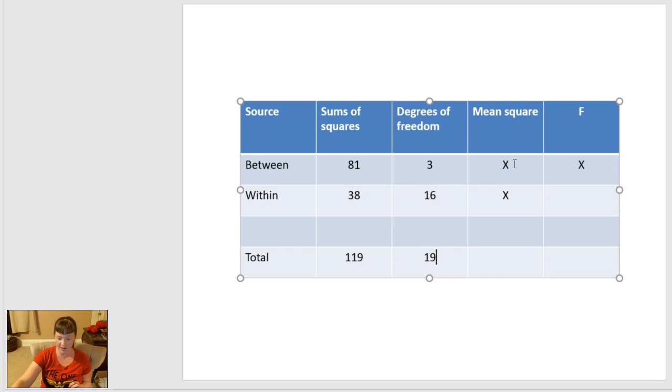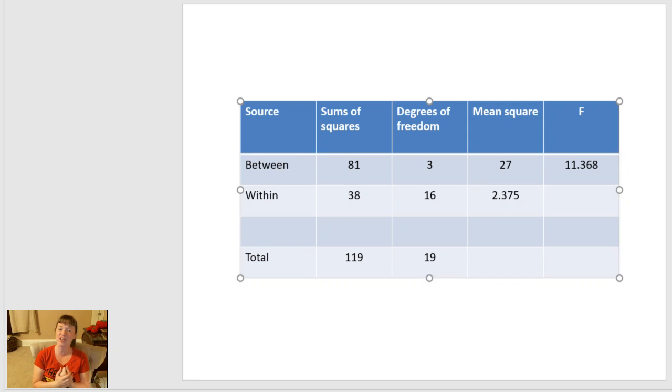And then, to get my mean square between, I take the sums of squares between, 81, and I divide by the degrees of freedom between, 3. 81 divided by 3 is 27. And now to get my mean square within, I take 38 and I divide by 16. And I get 2.375. And as a last step to get my F statistic, I'm going to take 27 and divide by 2.375. And I get 11.368. That is my inferential F statistic.